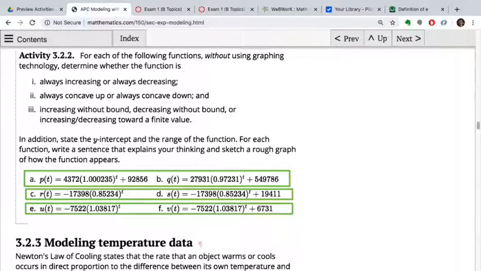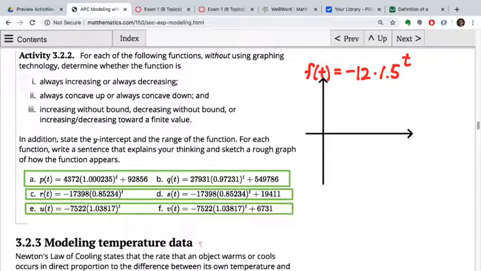So let's just look at one quick example of what answers to those questions tend to look like. Let's say I take f of t equals negative 12 times 1.5 to the power t. So there's an example of an exponential function. How would I answer these questions for that function? First of all, what is the y-intercept for this exponential function? 0, comma, negative 12. Right, this negative 12 that's out in the front, the coefficient of my exponential piece, tells me my y-intercept, negative 12.